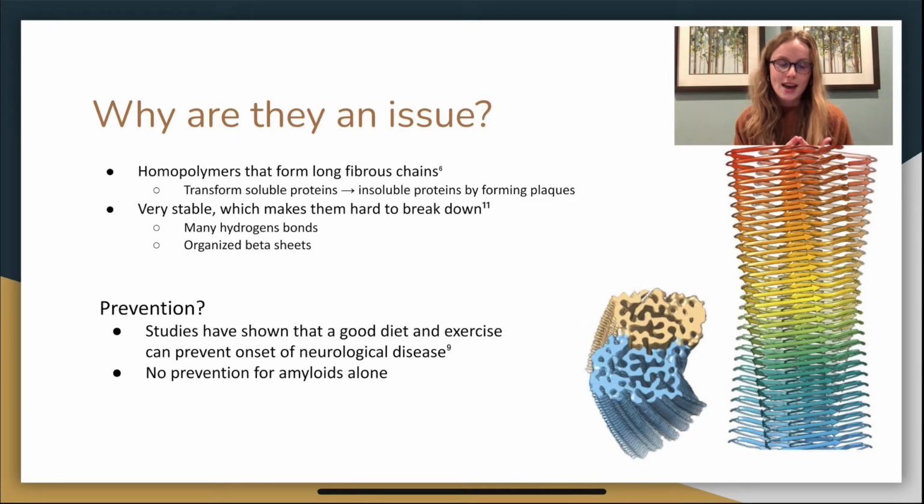Additionally, there is no cure for amyloidosis or the associated diseases at this time, but it's been shown that a good diet and exercise can decrease symptoms of some neurodegenerative diseases such as Alzheimer's or Parkinson's. And in general, diseases are treated case by case, and there are a ton of pharmaceutical companies working to create therapeutic drugs to treat these amyloid-related illnesses.